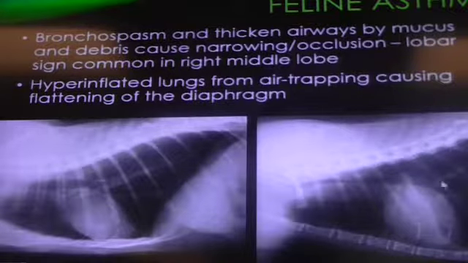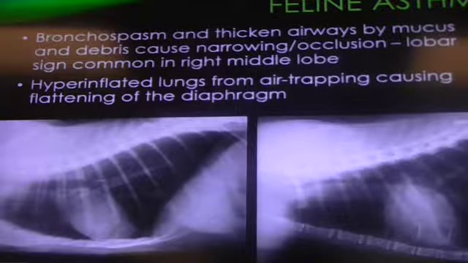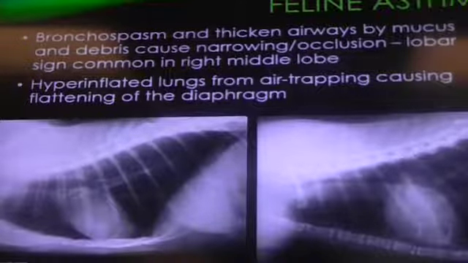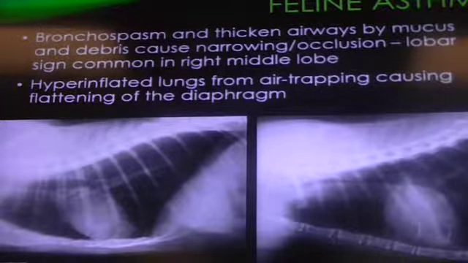Alright, and in this area will be the caudal lung lobes. Right caudal and left caudal. All of this. And right accessory is in this area. Okay? Alright, so with the flu and asthma, seeing a lobar sign is very common. So I just wanted you to be aware of that.